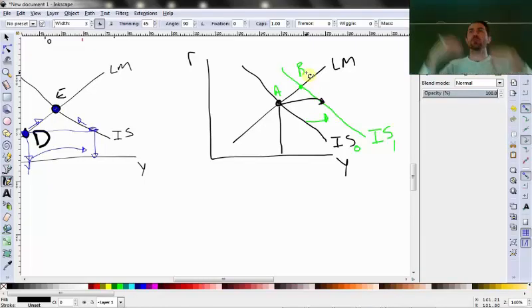As they start producing more, what happens to the demand for money? The demand for money starts increasing. As the demand for money starts increasing, what happens to interest rates? Interest rates start increasing. As interest rates start increasing, what happens to investment spending? It starts decreasing. I start moving to the left along my IS curve. I'm moving to the right along my LM curve to get to point B.